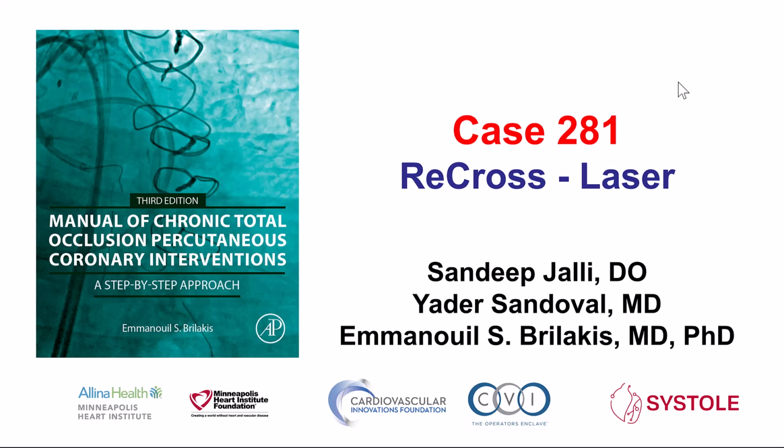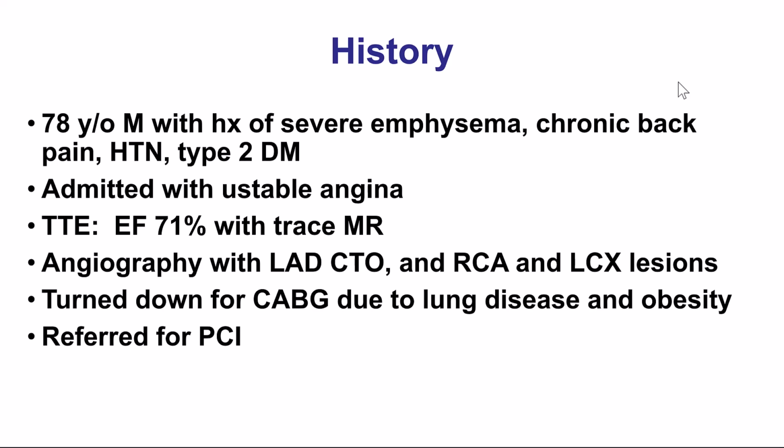This is a case that illustrates sequential troubleshooting for CTO PCI that involved use of the ReCross dual lumen microcatheter for parallel wiring as well as the laser for treating a balloon uncrossable lesion. The patient was a gentleman with severe emphysema who presented with unstable angina and was turned down for coronary bypass graft surgery after being found to have three-vessel disease, including an LAD CTO. He was subsequently referred for PCI of the LAD CTO.